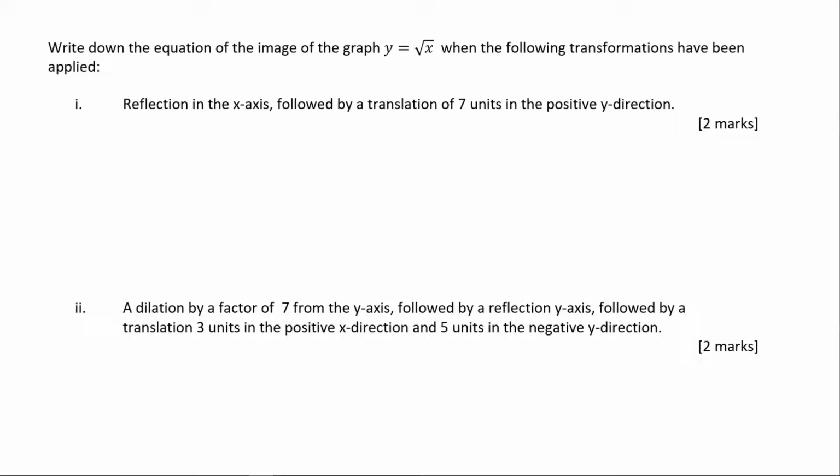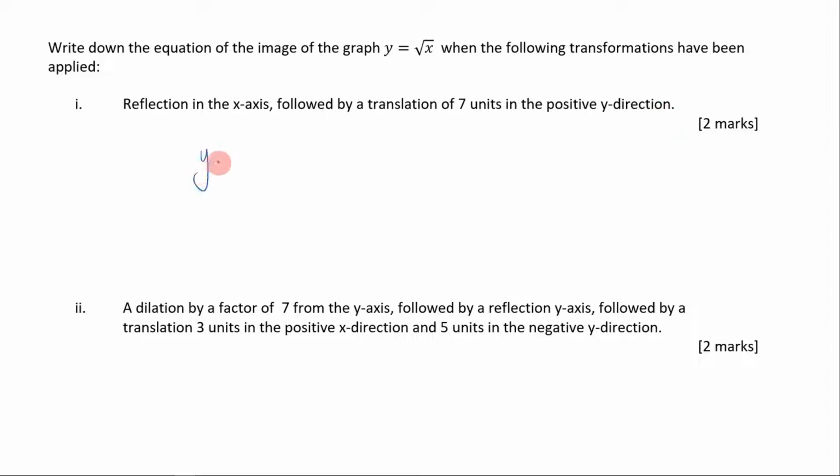Welcome. We're going to work through this question before us and see what we can do with it. It says, write down the equation of the image of y equals the square root of x when the following transformations have been applied. A reflection in the x-axis followed by a translation of 7 units in the positive y direction. Now this is a very simple transformation here and we shouldn't have to use the method. We should be able to do it by inspection.